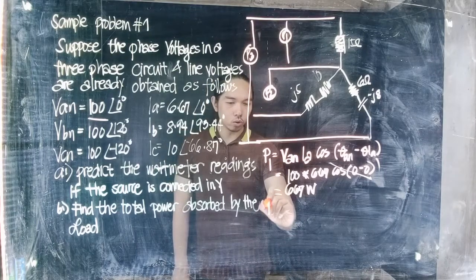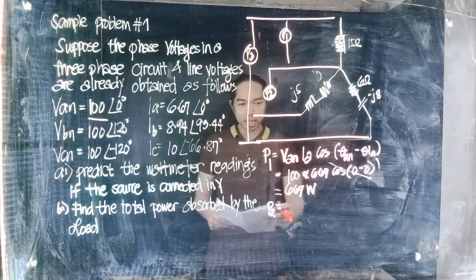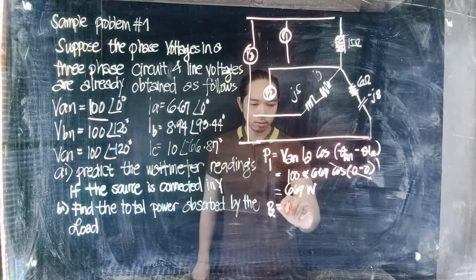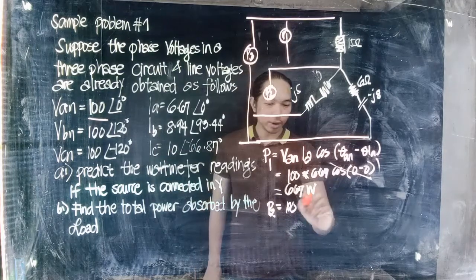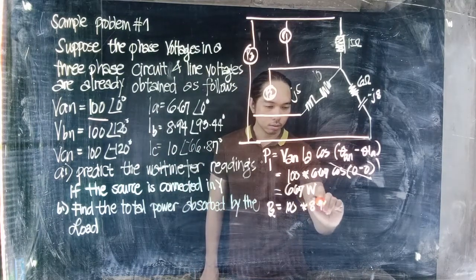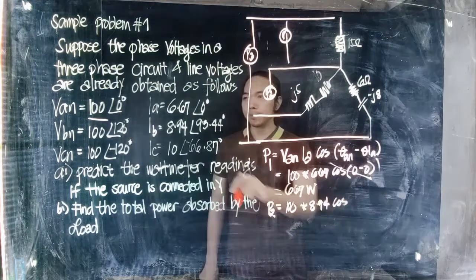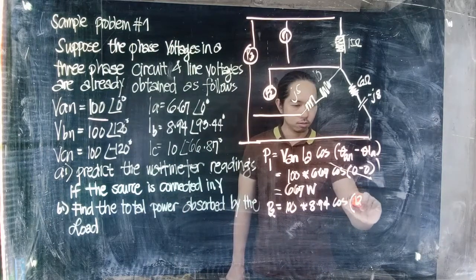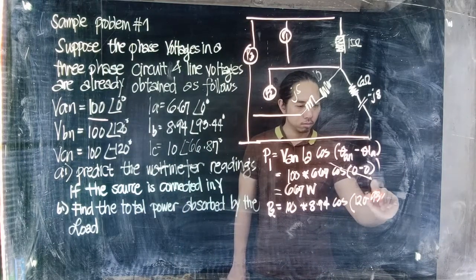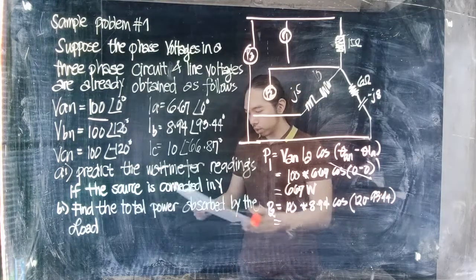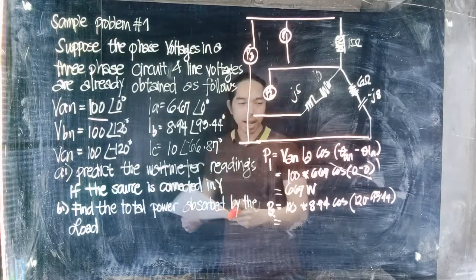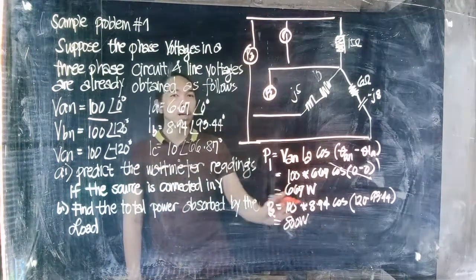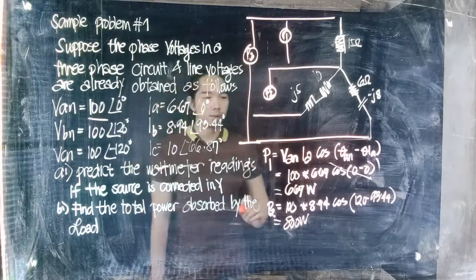We'll do the same for P2. So for P2, that will be VBN. VBN is 100 still. What is IB? That is 8.94. Cosine of 120 minus 93.44. And that would be equal to 800 watts. So check with your solution. This might have a little discrepancy with the decimal place.